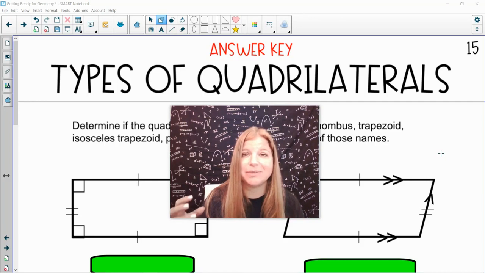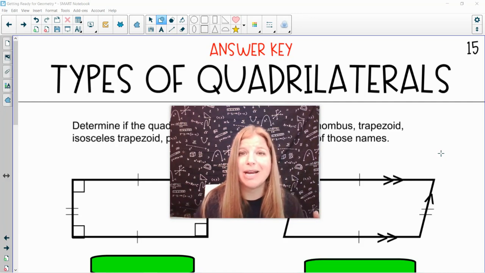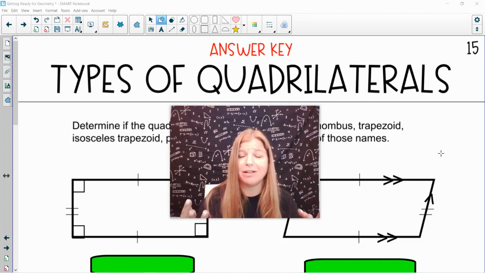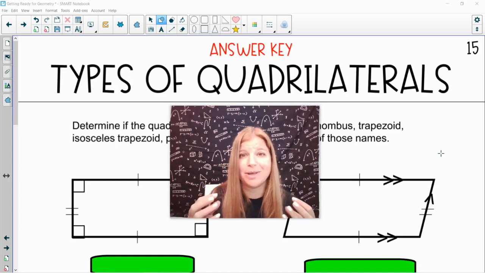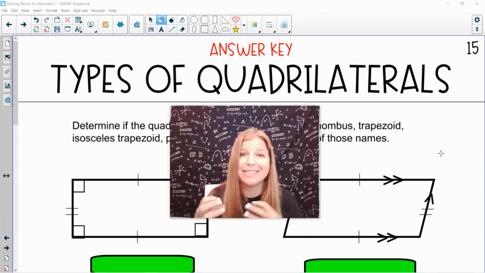A square is actually what happens when you combine a rhombus, which is just a parallelogram with four congruent sides, with a rectangle. Again, a rhombus is a parallelogram with four congruent sides. When you mix that with a rectangle, a parallelogram with right angles, you then make a square. So a square is a rhombus, a rectangle, a parallelogram, all that good stuff.